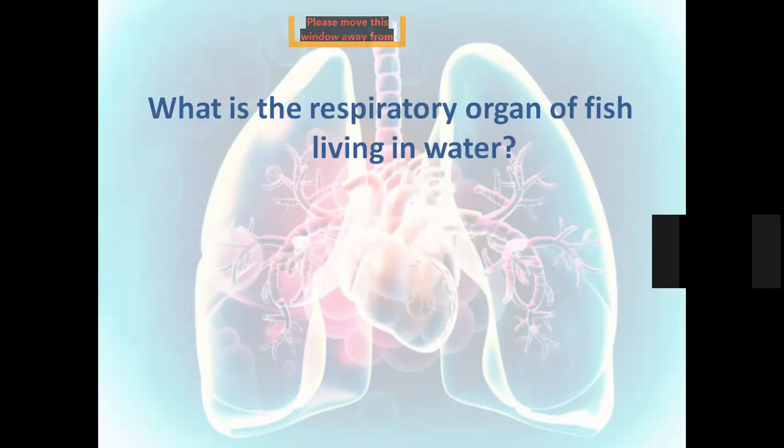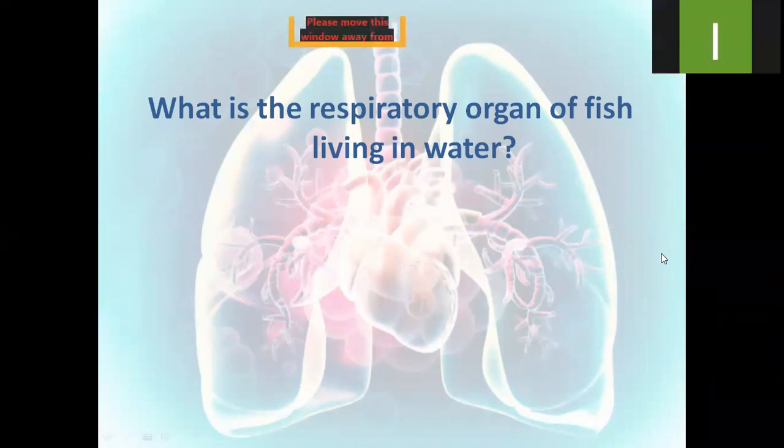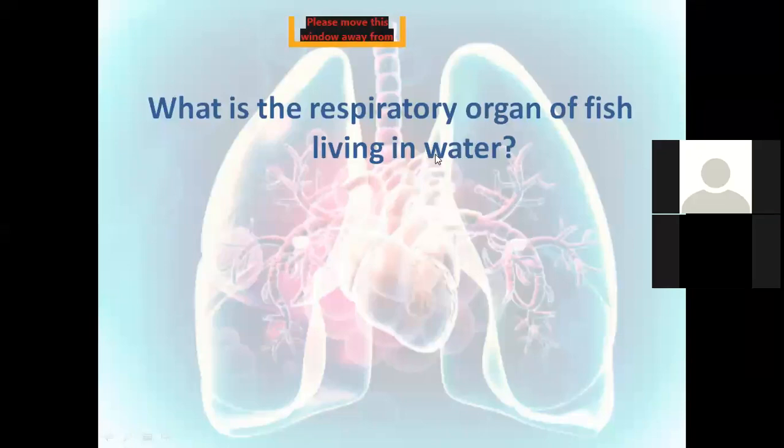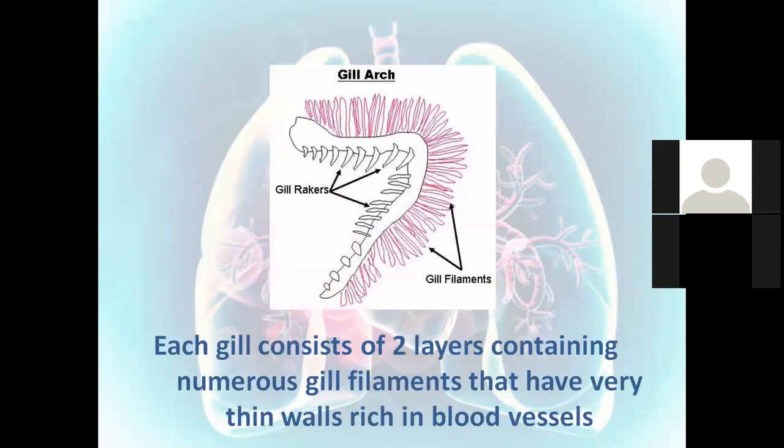What is the respiratory organ of a fish living in water? What do you think, Michael? What do we call the respiratory organ of a fish living in water? Gills. They have gills. Excellent. So they have gills as the respiratory organ. Each gill consists of two layers, and here we have the gill filaments that are rich in blood vessels.